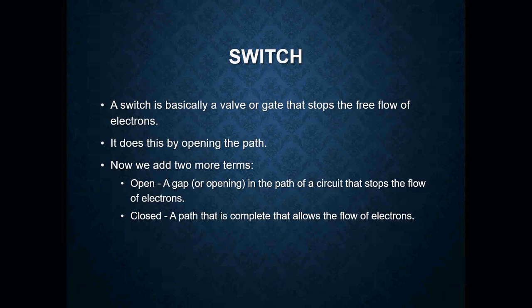Okay, now we add 2 more terms. An open is a gap in the path of a circuit that stops the flow of electrons. Closed is a path that is complete, that allows the flow of electrons. So when we turn a switch on and the light turns on, we have closed that switch. We are allowing the electricity to flow and have a complete path.